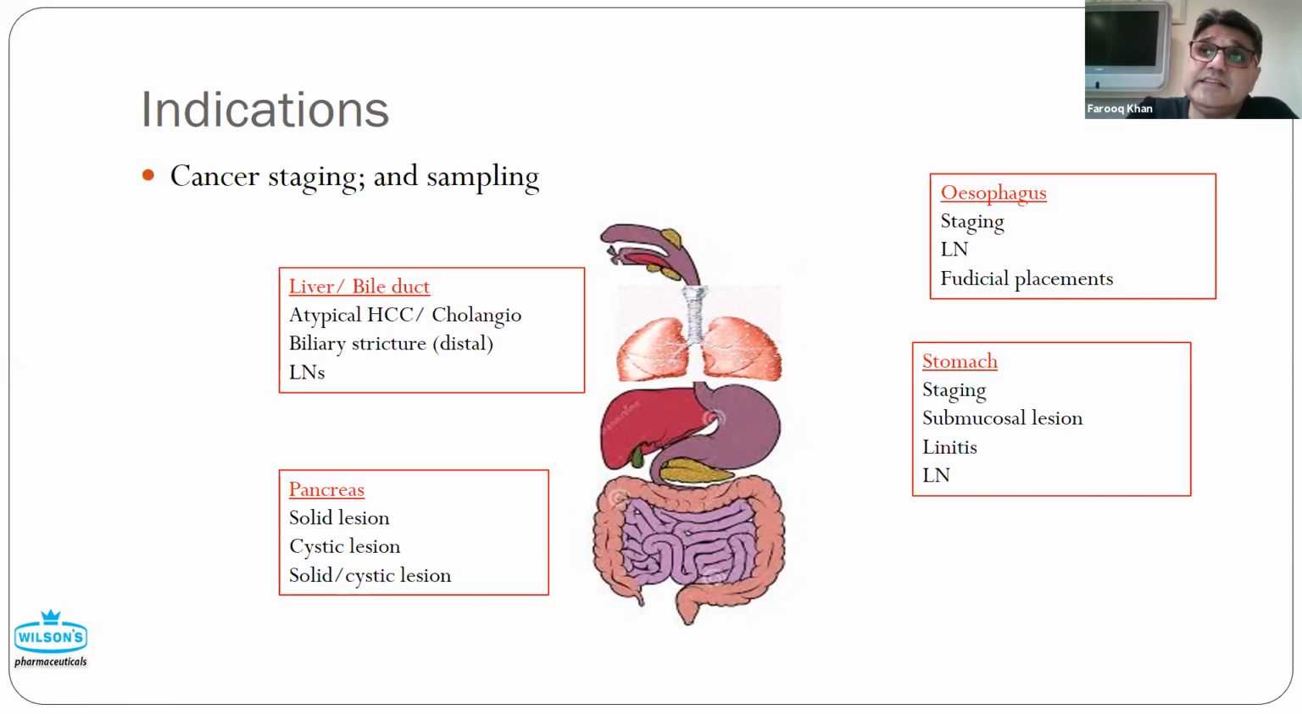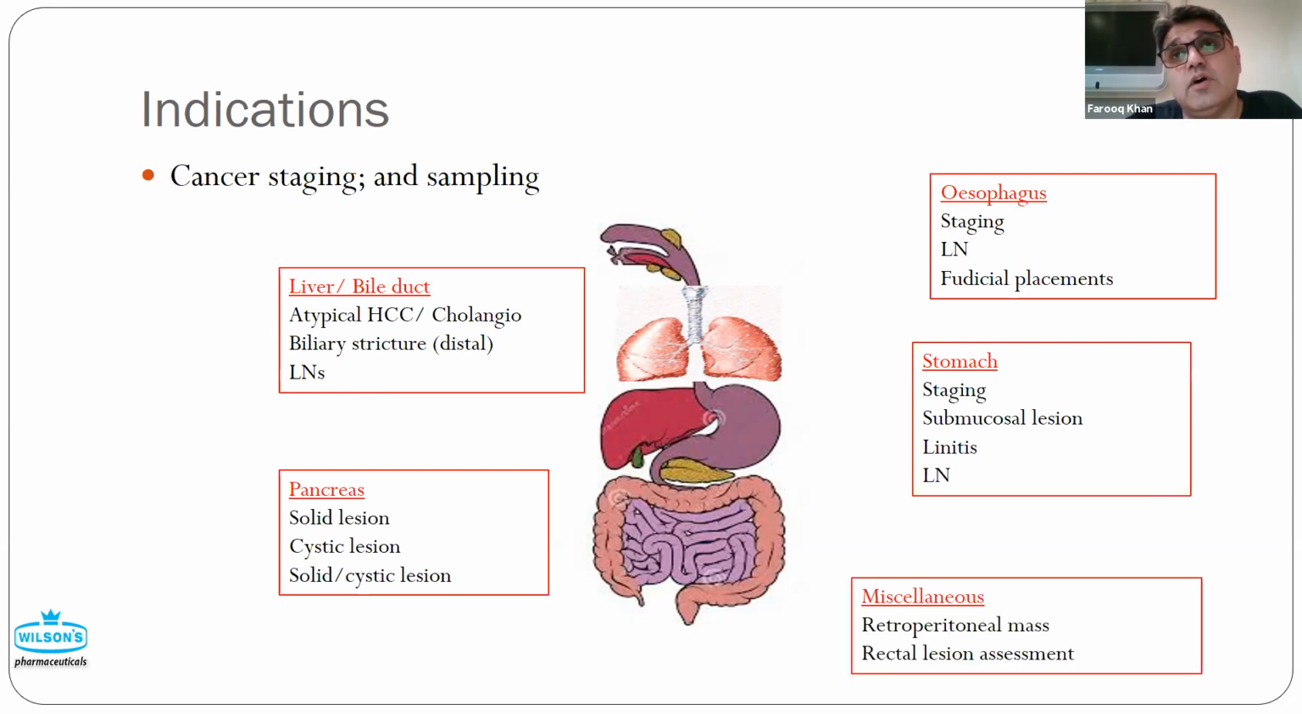Biliary stricture, particularly distal, I think EUS has a role, and we still prefer to do FNB for those strictures or distal lesions rather than lymph nodes. Miscellaneous, I do often get referred retroperitoneal masses, either inflammatory or malignant, lymphomas, to access these masses. There's also some role in rectal lesion assessment, but there aren't many FNBs or FNA performed on rectal lesions. So as I said, the sky is the limit.